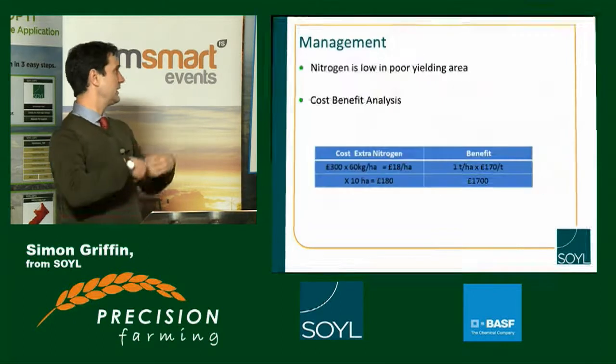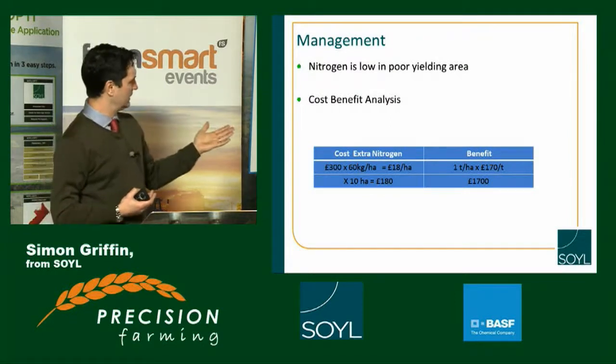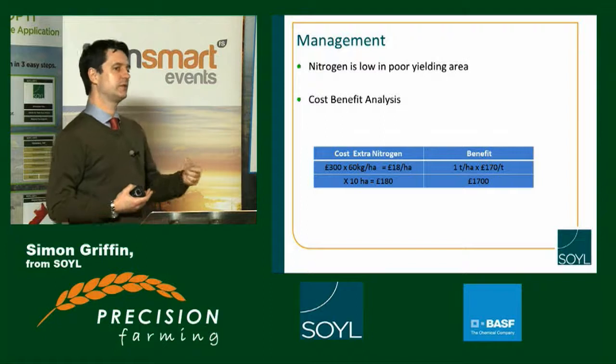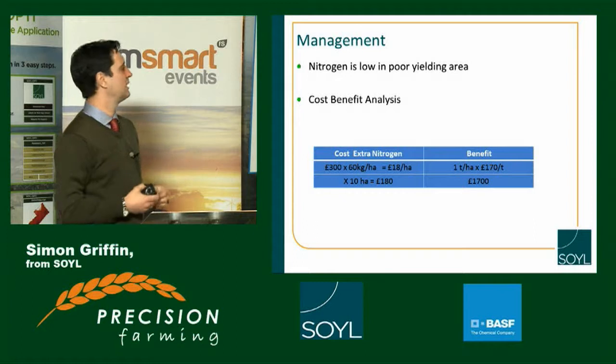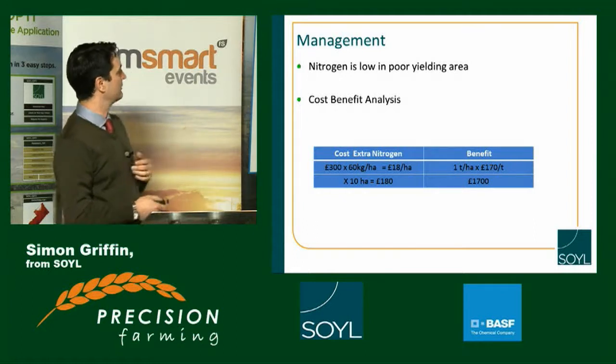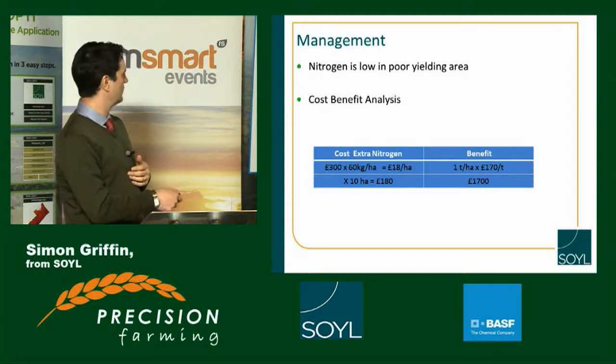And the other thing we can do with yield maps is a cost-benefit analysis, because if I look at the good yielding parts of the field and the low yielding parts of the field, we can look at the differences in the actual yield there. I think there's an actual difference of 1 tonne per hectare. Not a massive one in this case. But if we put that restricting factor right, our payback is going to be one tonne per hectare, which at 170 pounds a tonne is about 170 pounds a hectare.